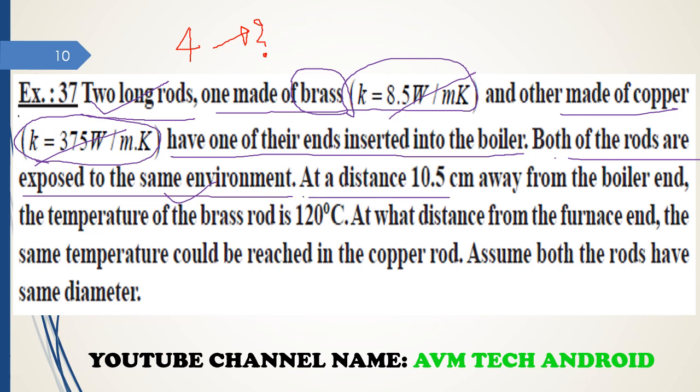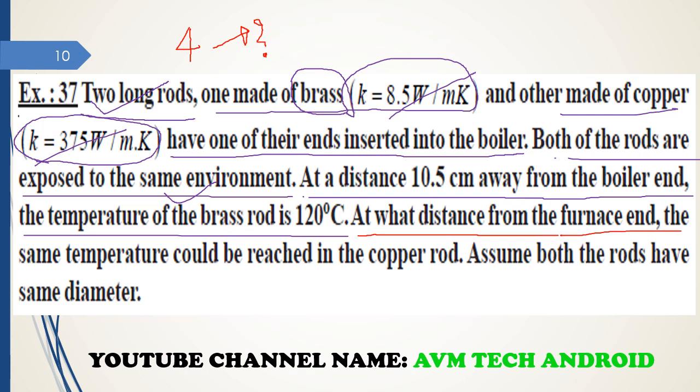Now at a distance of 10.5 centimeter away from the boiler end, the temperature of the brass rod is 120. So it is clearly given that from the boiler end, when we go 10.5 centimeter away, the brass rod temperature is 120. Now the question is, at what distance from the furnace end could the same temperature be reached in the copper rod? Assume both rods have the same diameter.